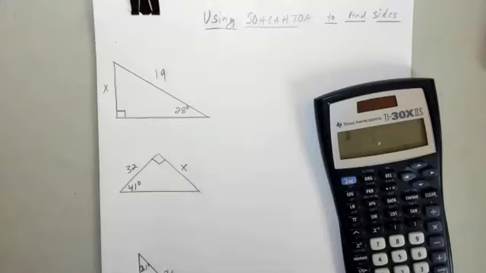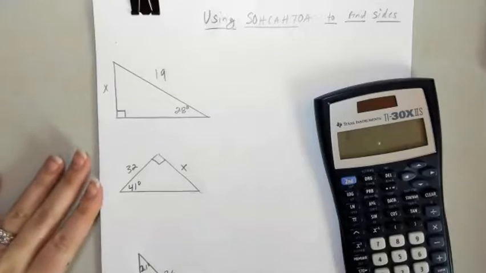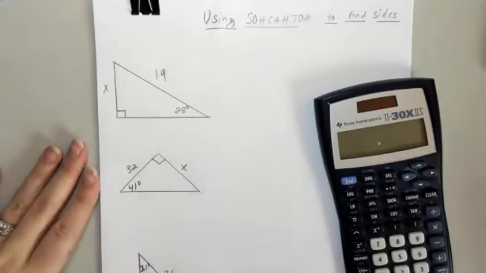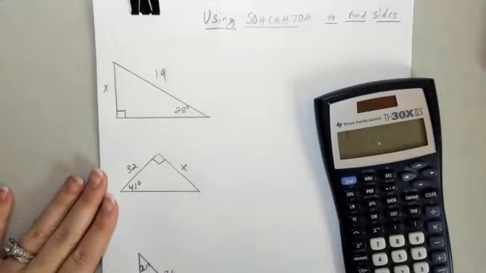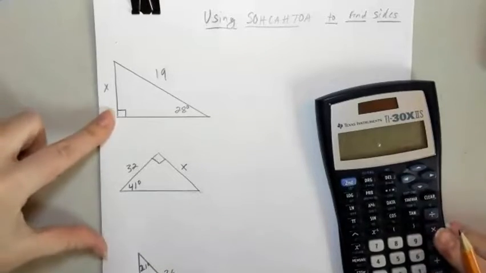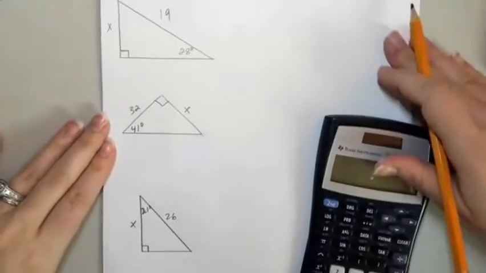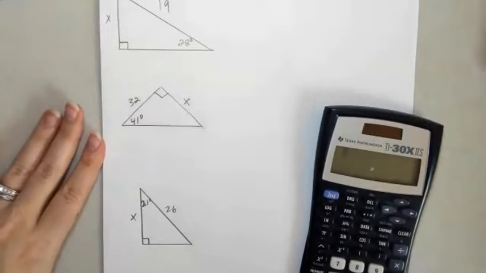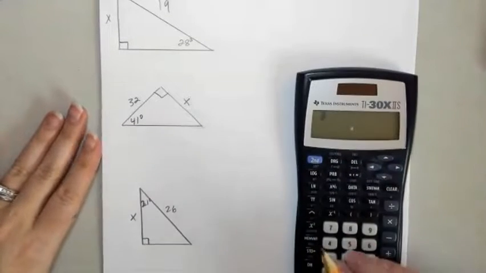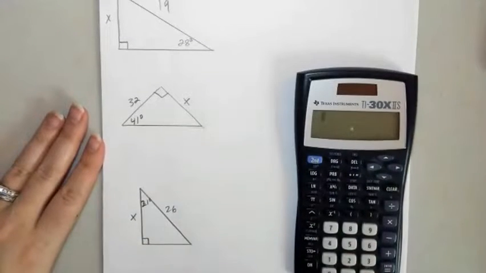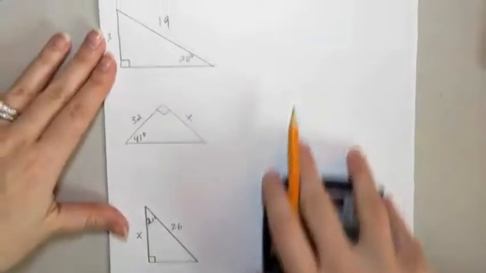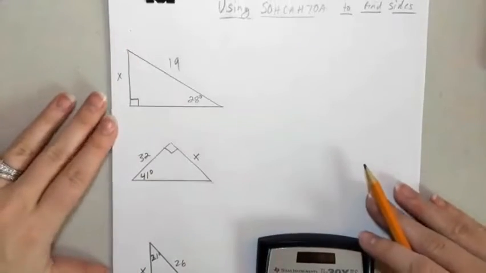All right, in this video, we are going to do 3 examples of using SOHCAHTOA to find missing sides of right triangles. So if you want to pause the video and copy down these triangles, then you can do these along with me. Here's the first triangle, here's the second triangle, and there's the last triangle. You'll also need a calculator as well.